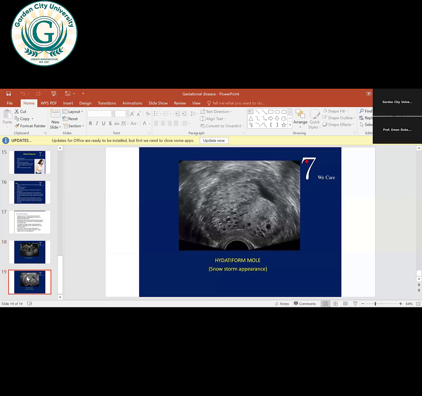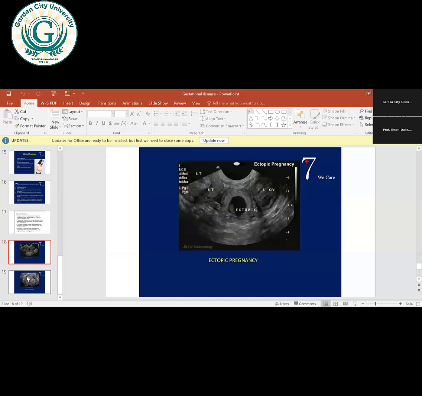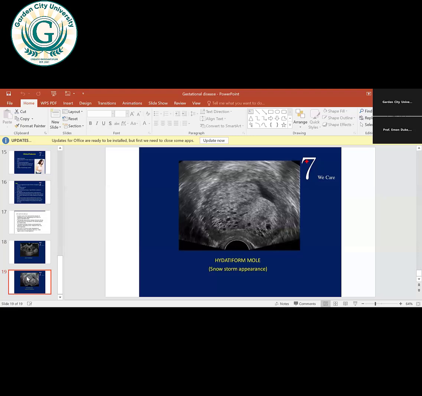And this is the hydatidiform mole, the snowstorm appearance. So you look at the ectopic pregnancy, you see how the film looks like. And then the hydatidiform mole. See also how the film looks like.